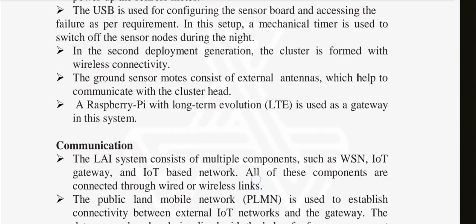In the second deployment generation, the cluster is formed with wireless connectivity. The ground sensor motes consist of external antennas which help to communicate with the cluster head. A Raspberry Pi with Long-Term Evolution (LTE) is used as a gateway in this system.